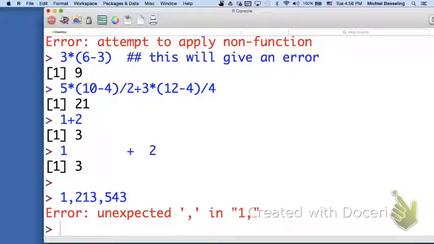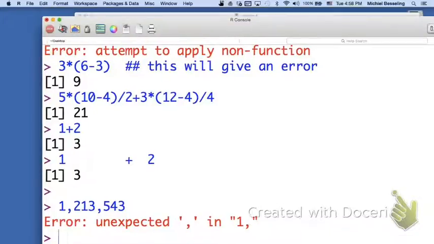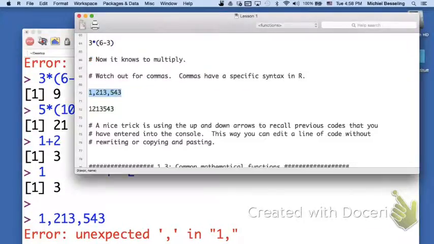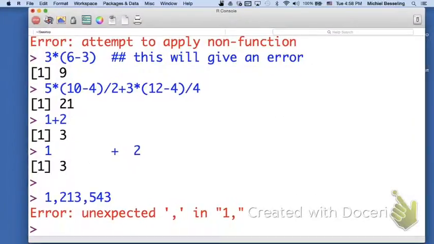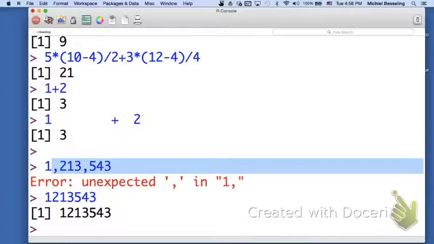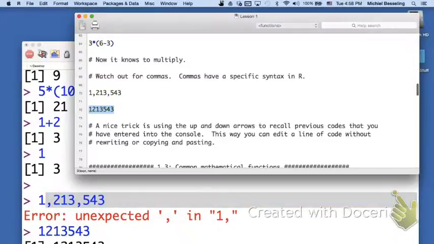It's saying, hey, there's this unexpected comma in 1, comma. What's this comma doing? It doesn't make sense to me. I don't see a function in here. It's not separating anything. So we just completely ignore the commas. I think we're used to that in calculators anyway, right? We don't need a comma on this number, 1213543. So don't ever use commas on big numbers. And we'll see plenty of big numbers.